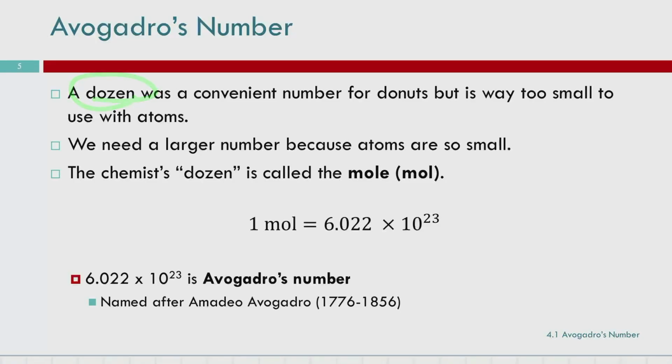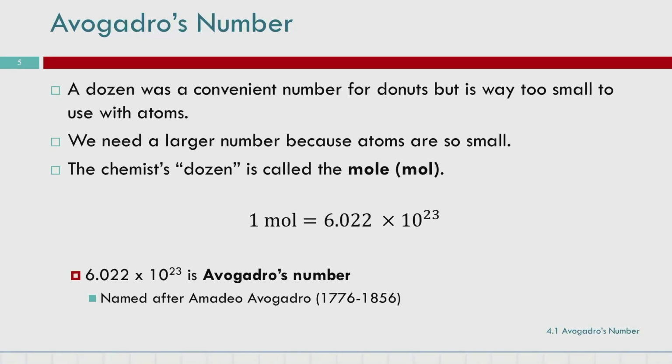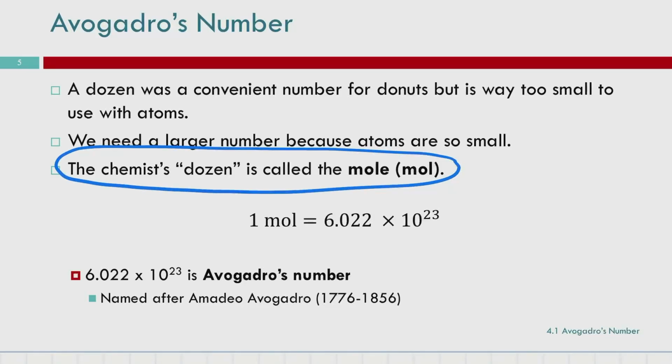So a dozen's great for donuts, but when we're talking about atoms, atoms are so unbelievably small that a dozen doesn't even make it any more convenient for us. And so in chemistry, our version of a dozen is called the mole. And the mole is an absurdly large number of atoms, or formula units, or molecules, or whatever the thing that we're talking about is. So 1 mole, the full spelling being M-O-L-E, we chop off the E when we use it as a unit to save us tons of time.